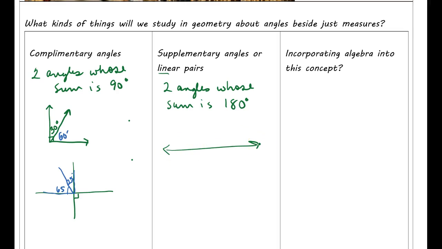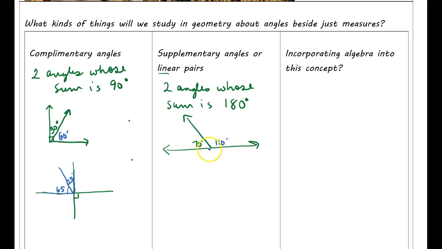So that's 180. So your picture might look like this, where somebody draws a random angle in the middle and says, okay, so this one is 70, and then you have to find the other one. So it's the same idea as this. They have to add up to 180. So 180 minus that 70 will give you whatever the extra is supposed to be.